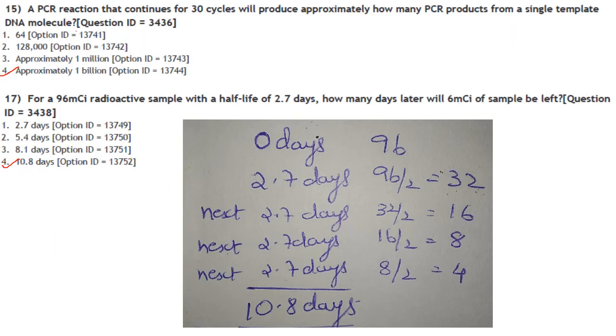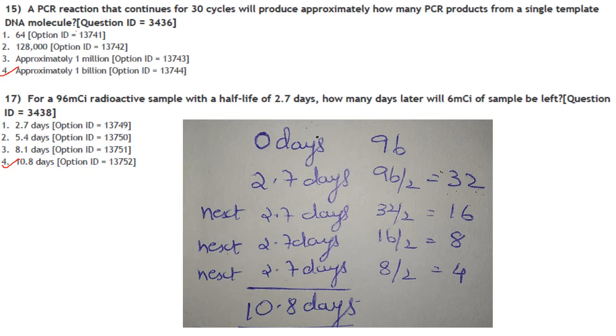The next one. A PCR reaction that continues for 30 cycles will produce approximately how many PCR products from a single template DNA molecule? So after 30 cycles, as many as a billion copies of the target sequence are produced from a single starting molecule. So approximately 1 billion. Answer is option 4.